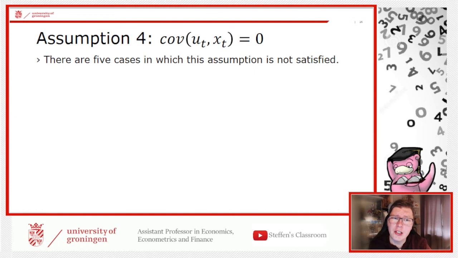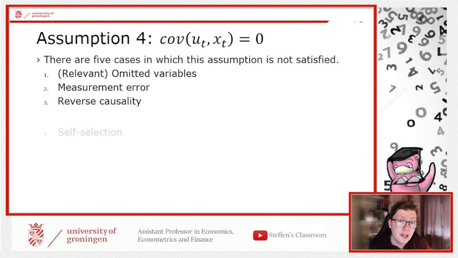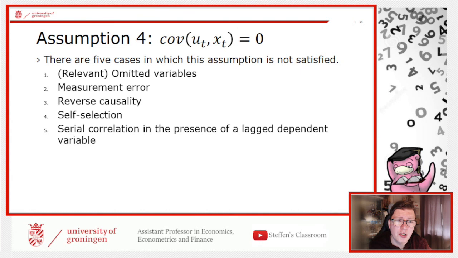First is the relevant omitted variables bias. Second is measurement error. Third is reverse causality. Fourth is self-selection. And finally, but not least, serial correlation in the presence of a lagged dependent variable.